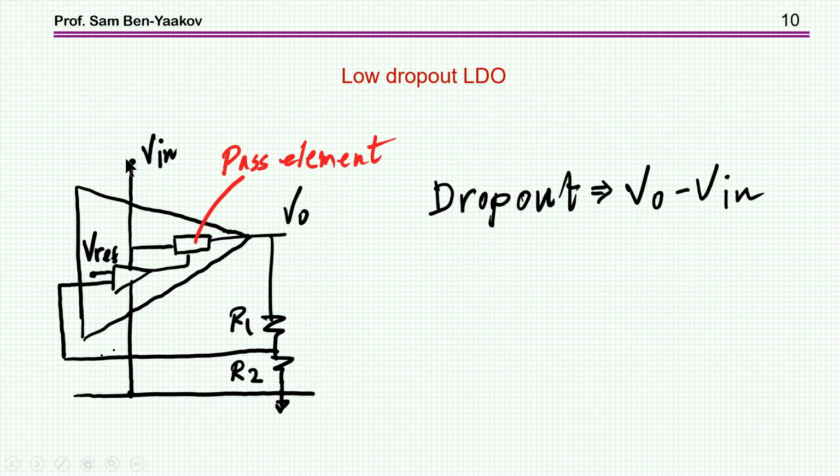So this is the notion of dropout. That is the difference between input and output. Low dropout LDO, meaning that you can operate the unit when Vin is rather close to Vout. The dropout voltage is small.